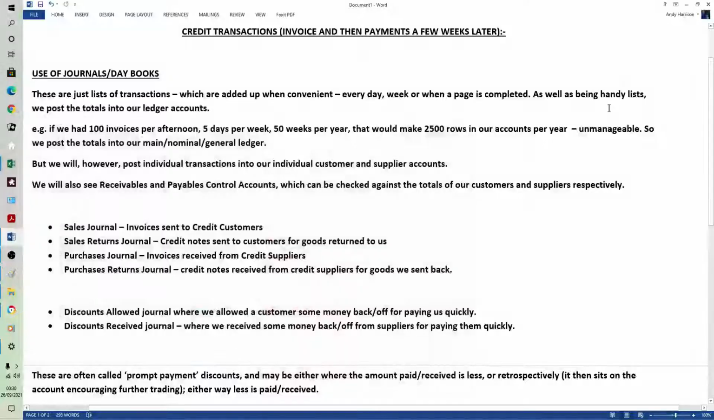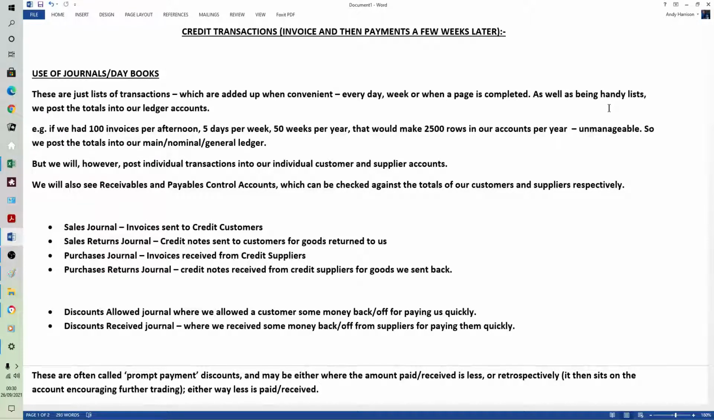It's time to have a look at credit transactions. So these are the transactions where invoices are issued by a supplier and the customer pays a few weeks later. We'll see the use of journals that people call journals daybooks. Nothing complicated, they're just a list of transactions.